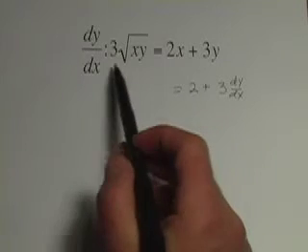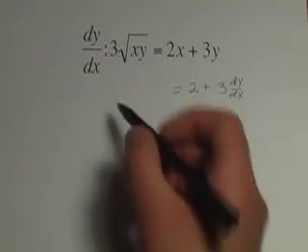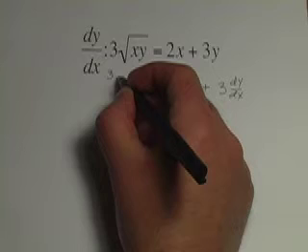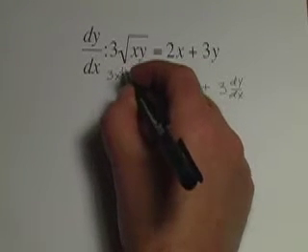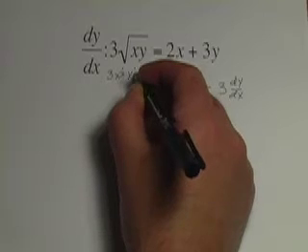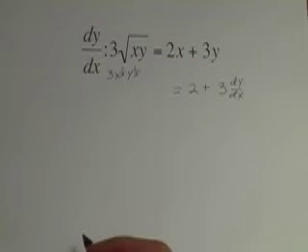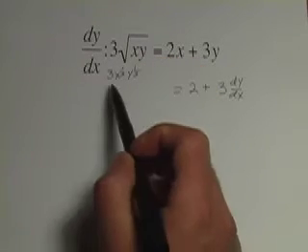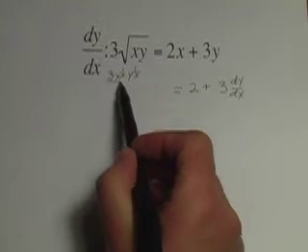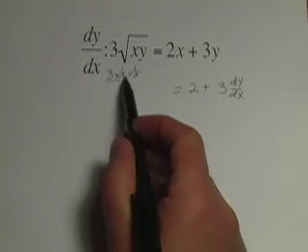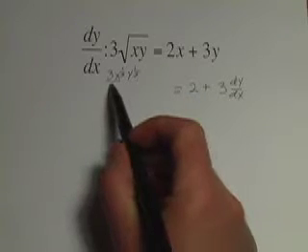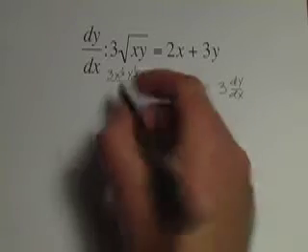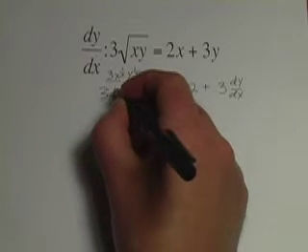Now, on this left side, I'm going to rewrite this first with powers. So 3 times the square root of xy is the same thing as 3 times x to the 1/2 times y to the 1/2. Just the same thing. And now I'm going to use the product rule. I've got my 3x to the 1/2 times y to the 1/2. And the product rule says you take the first thing and multiply it by the derivative of the second thing. So the first thing is just 3x to the 1/2.